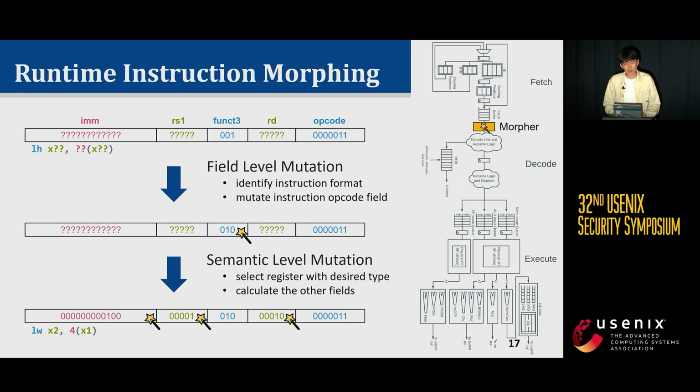To achieve this, we introduce a morpher in the circuit. Typically, it is placed on the wire that connects the processor fetch unit and the decode unit. The morpher will hijack template instructions fetched from the input and perform field-level and semantic-level mutation on them, and send the morphed instruction back to the decoder.